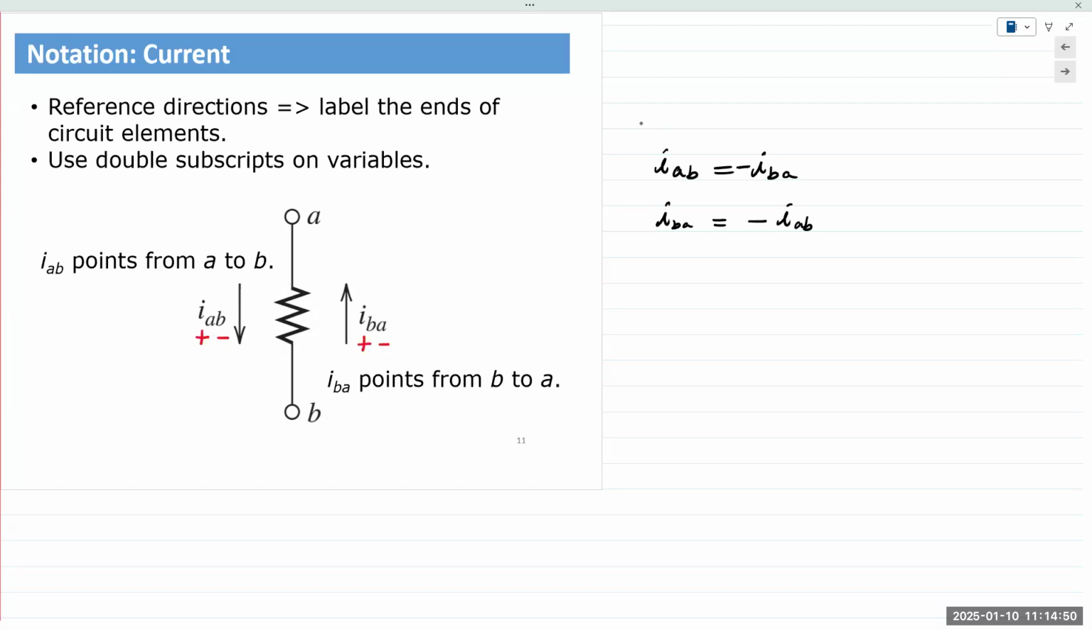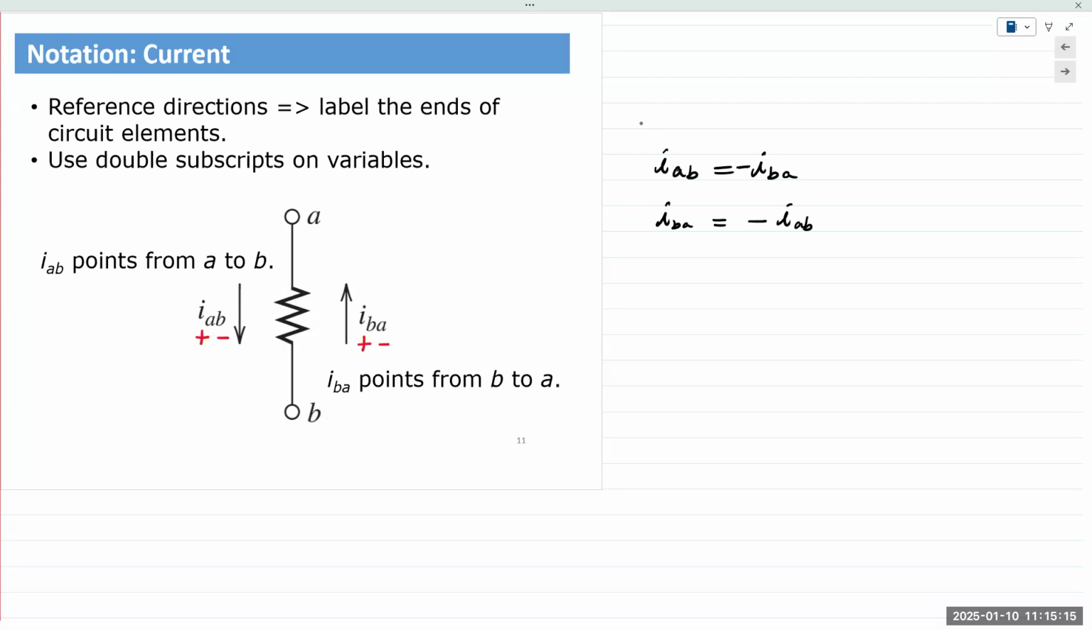But as long as you stick with those assumptions for the entire solution, your final answer will always be correct. If you make an assumption and your final answer turns out to be negative, what does it mean? It only means that the current is flowing in the opposite direction. That's all it means. It doesn't mean anything else.